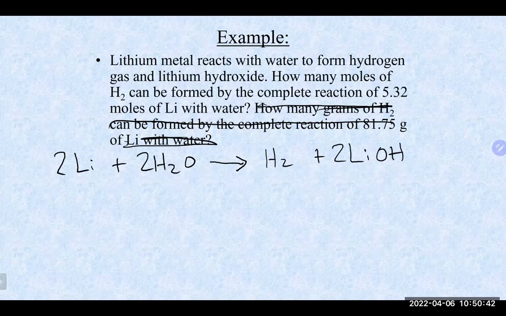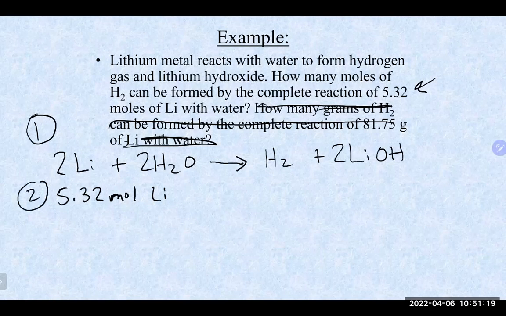So this, pretty much in every stoichiometry problem that you do, is always really the first step that you want to do. The second step that you typically want to do is take whatever they gave us. So in this case, the only thing that they gave us was the 5.32 moles of lithium. Now, the second step in stoichiometry is to take whatever they gave you and convert it to moles. Do I need to do that in this case? I do not. It's already done for us. So that second step, again, is already done for us.